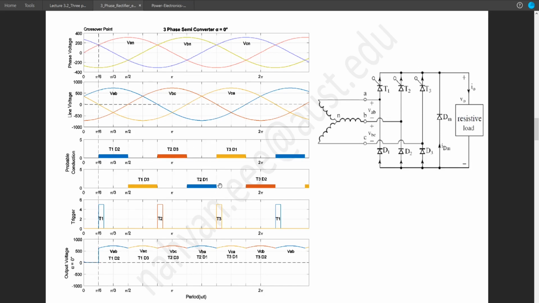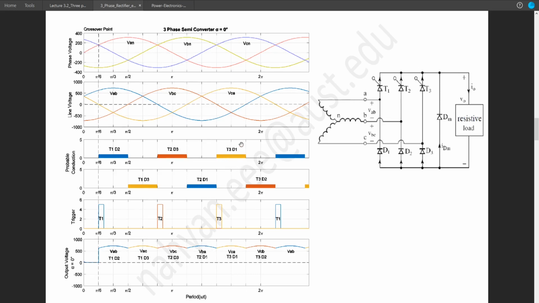If we move a bit further, this area will be occupied by T2 and D1. If T2 and D1 are connected, we will get VBA, because T2 is connected to B and D1 is connected to A. So in this portion we will have VBA. Since the value of VAB is negative here, the VBA will be the flipped version of VAB.